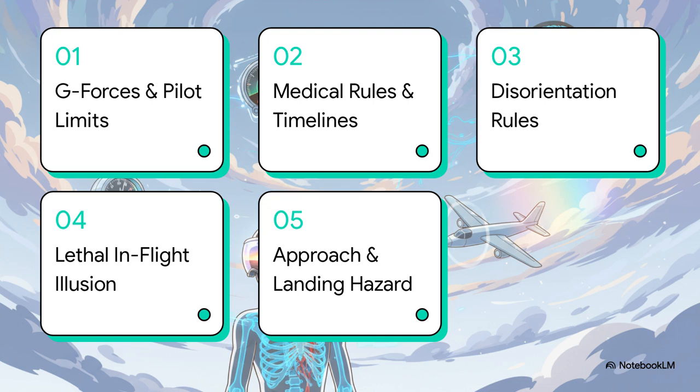We are covering 5 key areas. Number 1, G-forces and pilot limits. 2, medical rules and timelines. 3, disorientation master rules. 4, lethal in-flight illusions. And 5, approach and landing hazards. So let's jump right in.